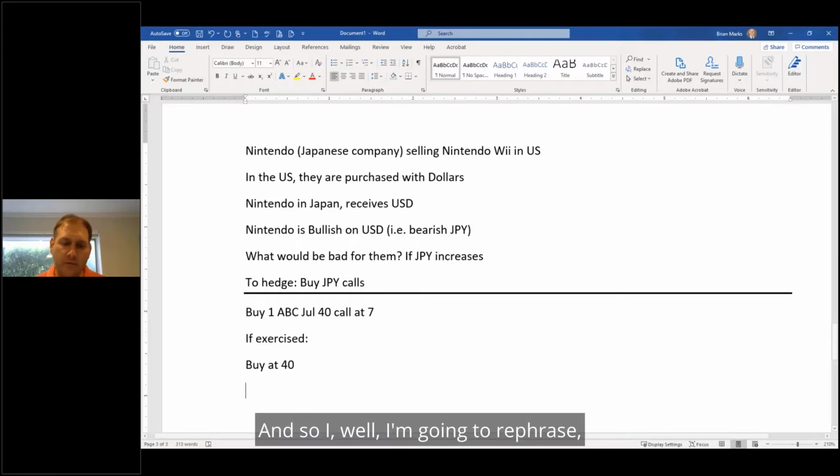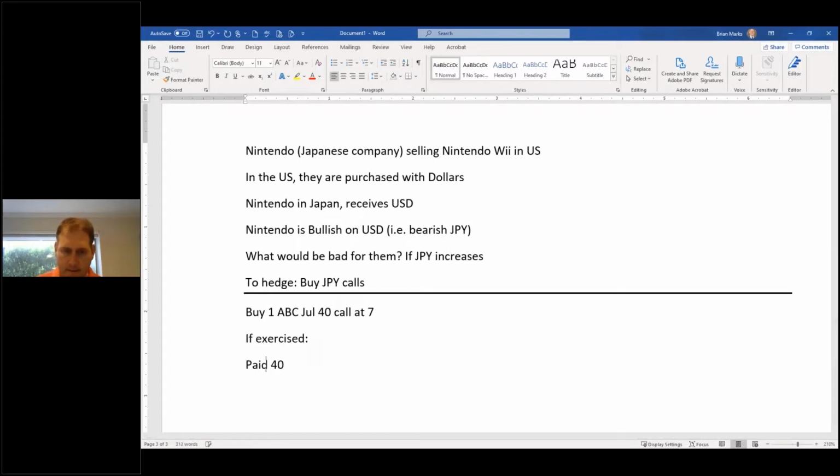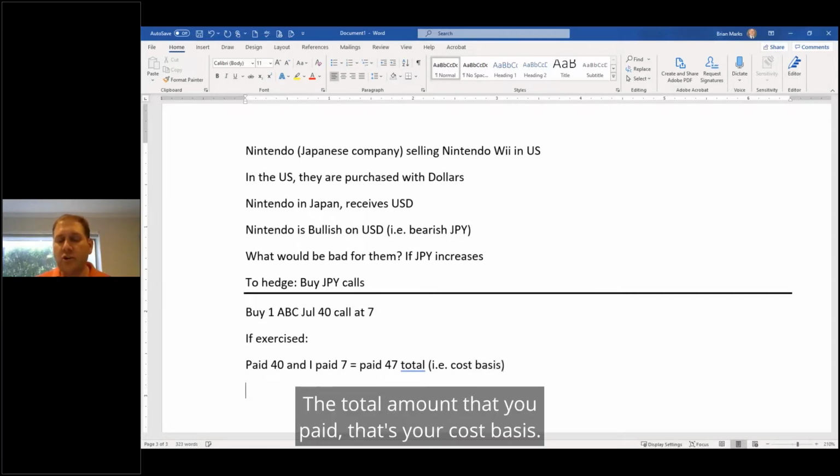And so I'm going to rephrase. I buy the stock for 40, so I pay 40. And I paid 7. So total, that's my cost basis. The total amount that you paid, that's your cost basis.